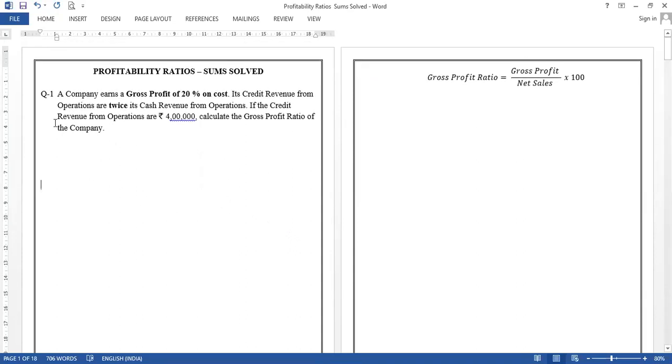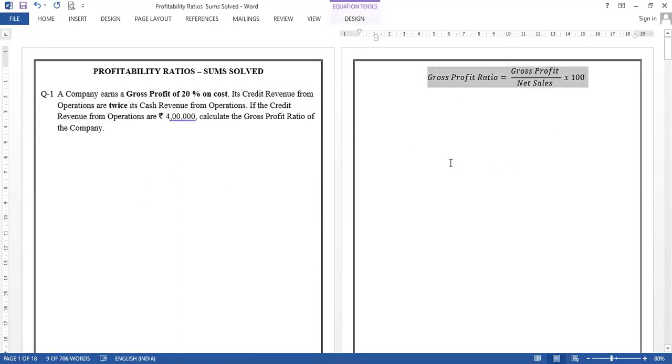Question number 1. A company earns a gross profit of 20% on cost. Its credit revenue from operations is twice its cash revenue from operations. If the credit revenue from operations is rupees 4 lakh, calculate the gross profit ratio of the company. We know the formula for gross profit ratio is gross profit upon net sales into 100. Okay, we can use net revenue from operations as the denominator.